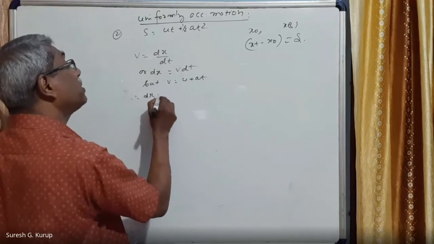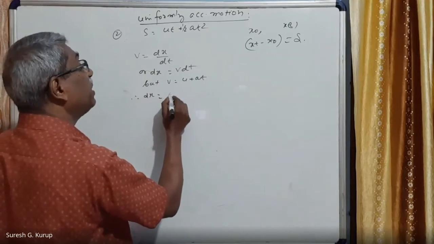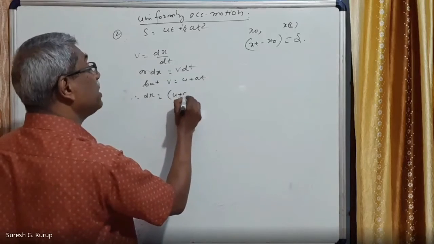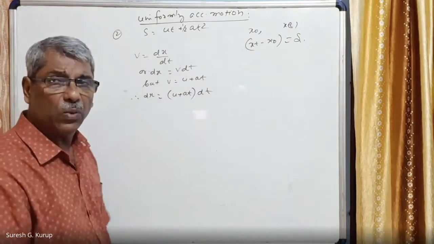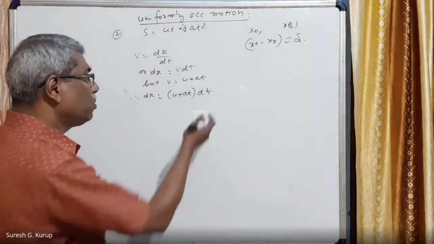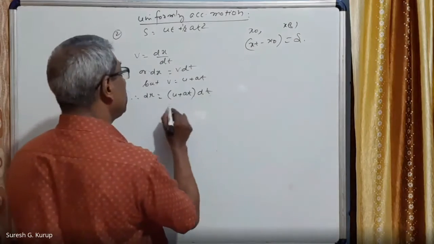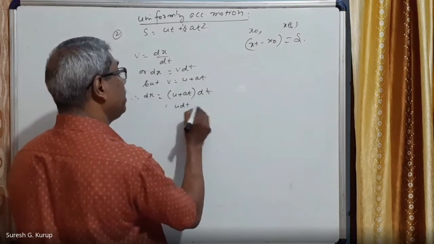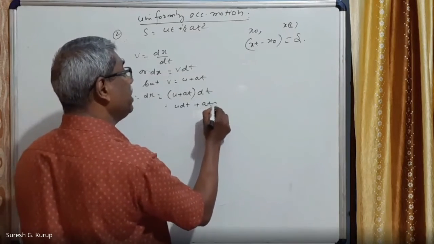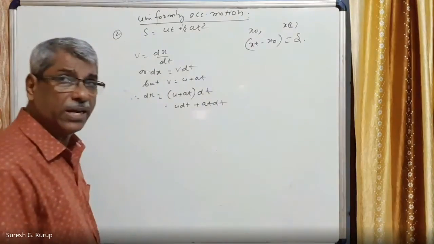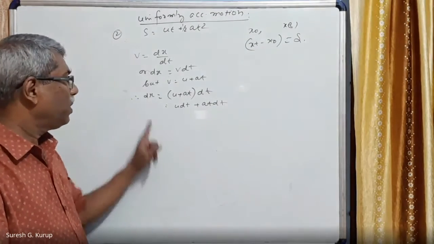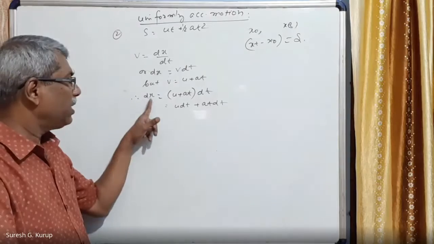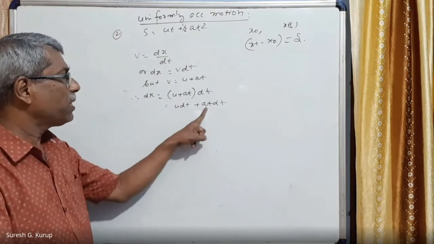Therefore, dx is equal to, what do you write? u plus at dt. So distributing dt to both terms, you will get this as equal to u dt plus at dt. So now we are getting dx is equal to u dt plus at dt.